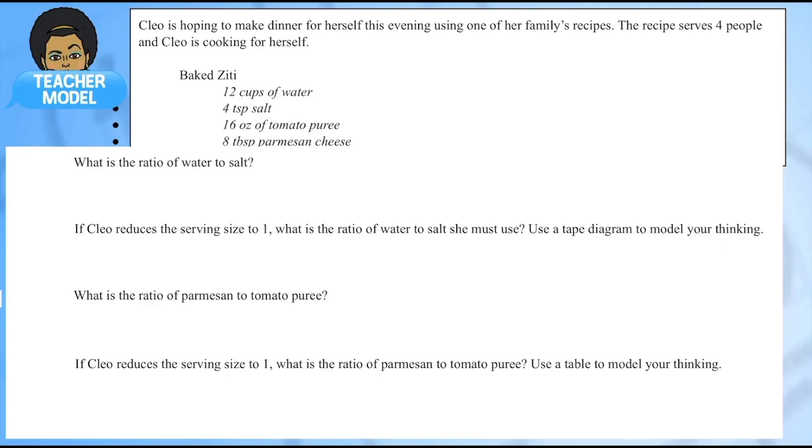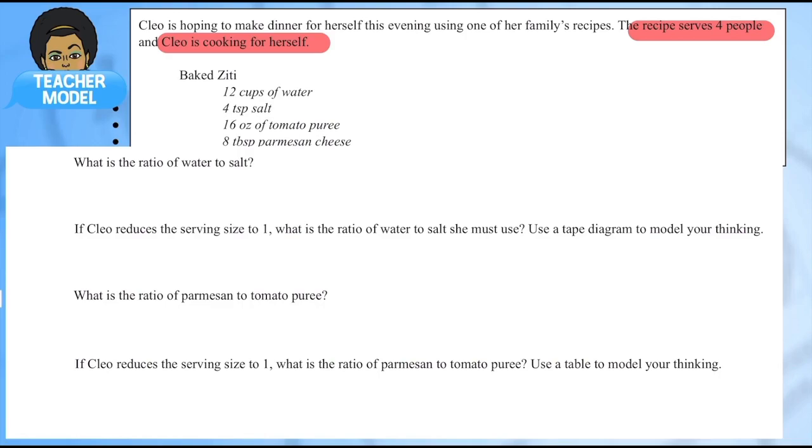Cleo is hoping to make dinner for herself this evening using one of her family's recipes. The recipe serves 4 people, and Cleo is cooking for herself. So this reminds me of my family where my mom could cook huge meals for 10 people. But if I used her recipe and used the exact same ingredients, that could be a lot of food because I'm cooking for just myself if I was home alone. So how can we adjust this?